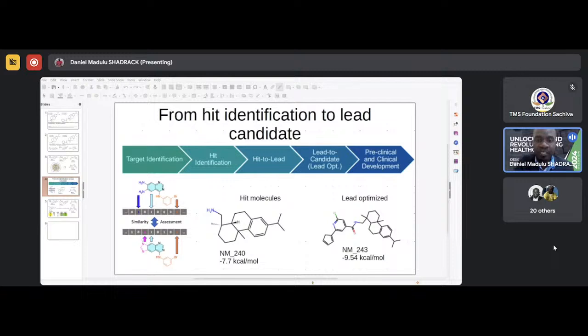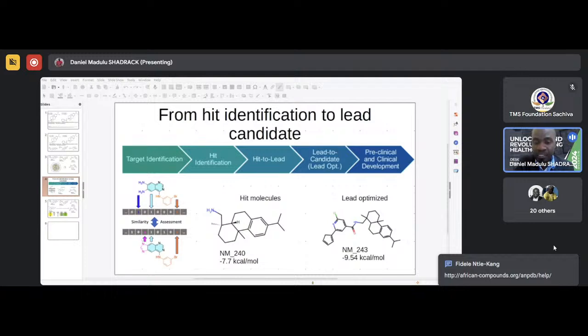We use a lot of techniques and a lot of approaches. The machine learning you have been hearing about now is more provoking. But the most important is to move from hit more into hit optimization, or the hit capture. And we can do it. The aim is to improve the activity of the molecule.